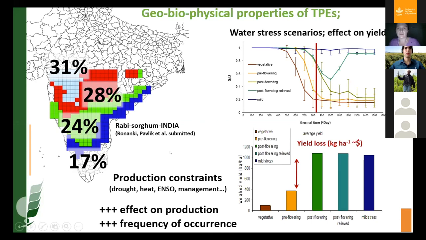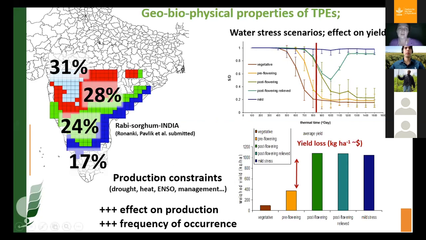And that works not only for water stress, it would work for any abiotic stressors, for example, heat. We can also quantify the effect of management. The hot topic now is to see whether we can also use these types of analysis to quantify the effect of El Niño, La Niña, southern oscillation to basically predict the season type.